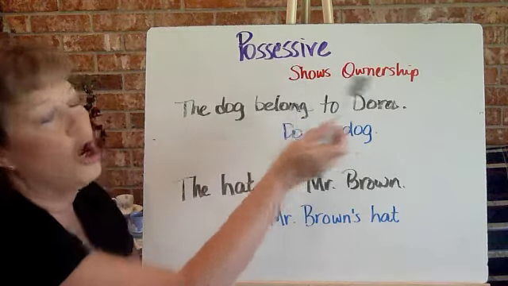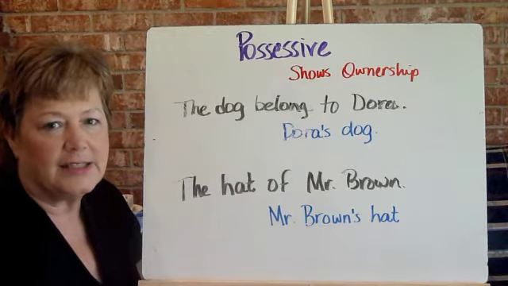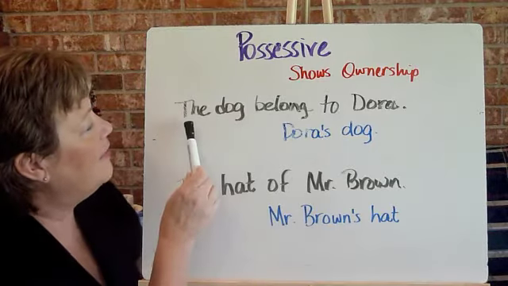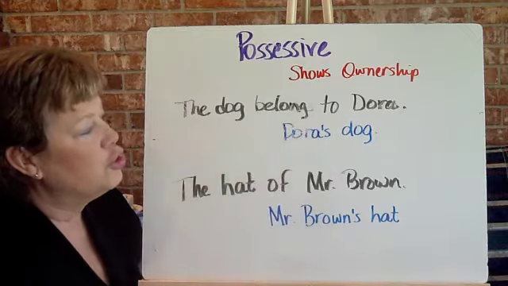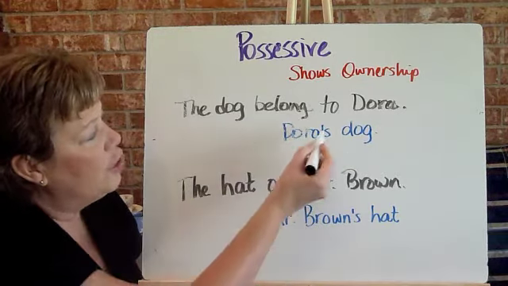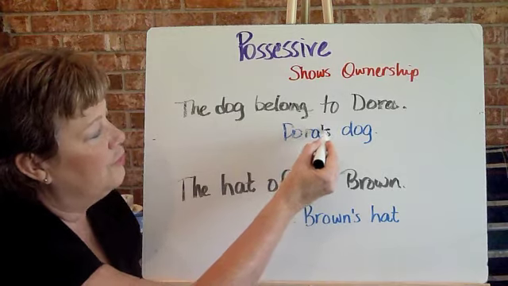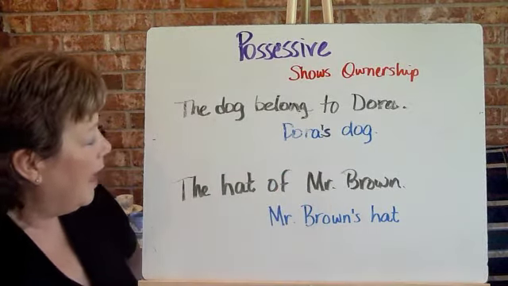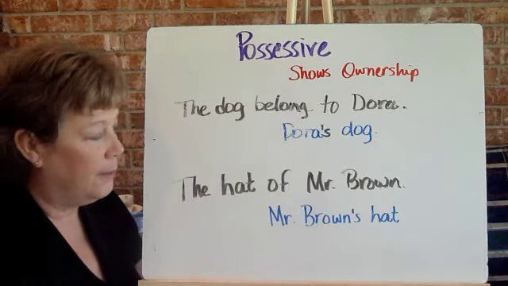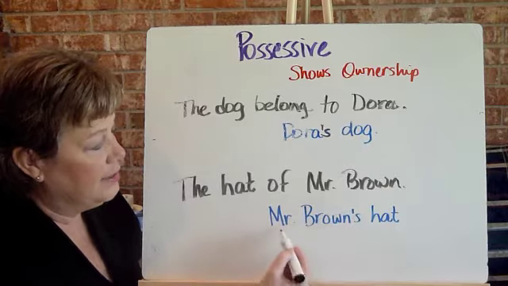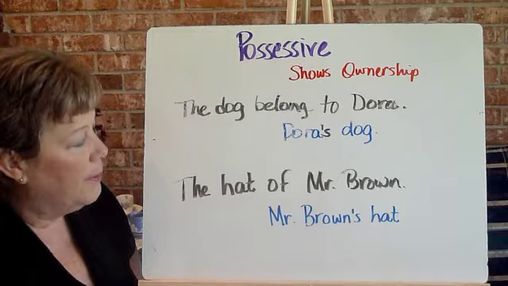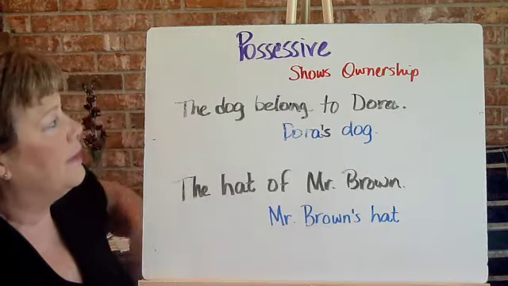Possessive shows ownership. So if I possess it, I usually have ownership of that. So if I said that the dog belongs to Dora, then it would be Dora's dog, and I show ownership with that apostrophe S. And if the hat of Mr. Brown, to show ownership, I add the apostrophe S, Mr. Brown's hat. That shows ownership by adding that apostrophe S.